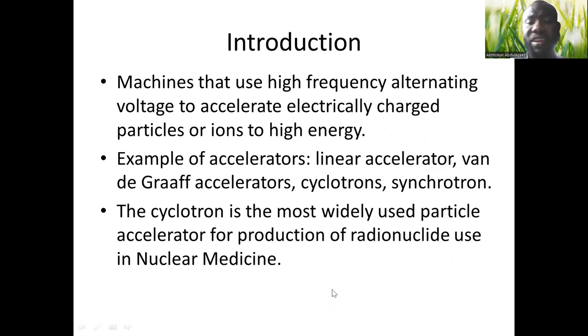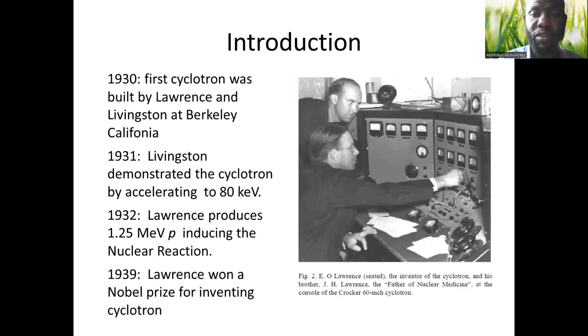And there are different types of accelerators. We have the linear accelerator, we have Van de Graaff accelerators, we have the cyclotron, we have the synchrotron, we have the betatron. So they are different, but they work on a common principle, which is using an electromagnetic field to accelerate a particle to a higher energy. The cyclotron is the most widely used particle accelerator for the production of radionuclides used in nuclear medicine. Although we have other ones that are produced from a nuclear reactor, when you talk about PET, the positron emission, and also some of the SPECT, these can be produced with the cyclotron.